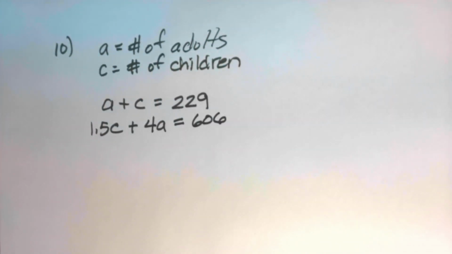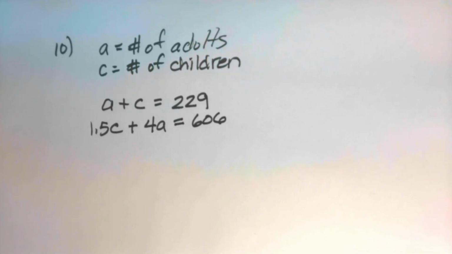Okay, so there's that multiplication, right? There's that word "for." $1.50 for each child and $4 for each adult. And there was a total, right? Total means we're adding these together. And the total is $606. So now we have a system of equations. We have 2 variables, we have 2 equations. We should be able to solve that.